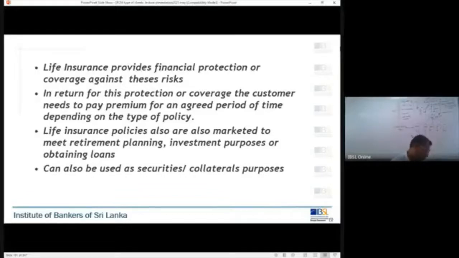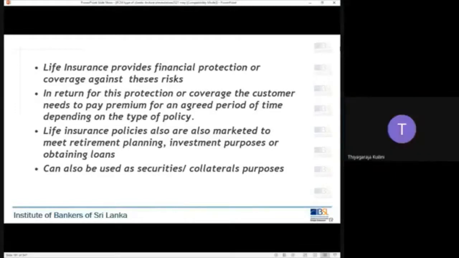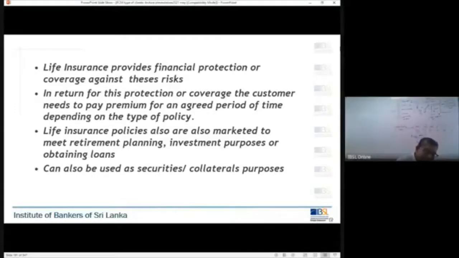That's bancassurance. Okay, it can be life insurance, it can be any other insurance, but banks provide that facility also. We call it bancassurance. Normally an insurance company does this as a separate entity, but when the bank does it, that is bancassurance. Clear?